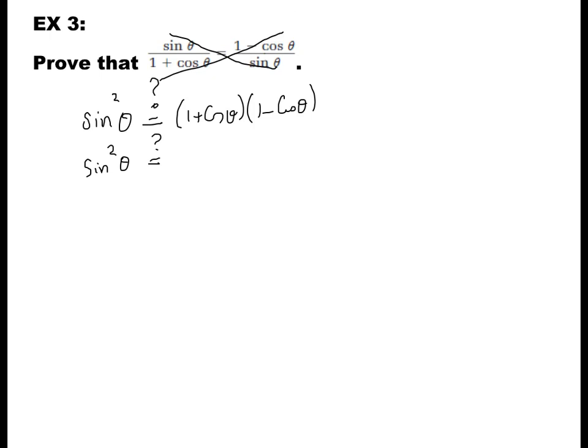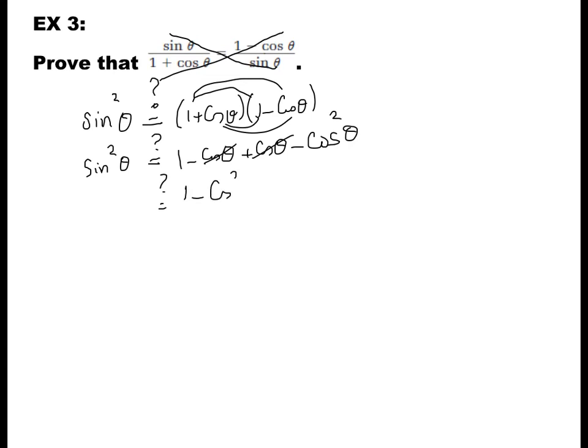The right hand side, I'm going to either multiply or use the formula. Just to multiply, just to show you what the end product is, 1 times 1 is 1, 1 times negative cos theta, I'm going to get negative cos theta. Cos theta times 1 gives me cos theta. Cos theta times negative cos theta gives me negative cos squared theta. Negative and positive cancel out. I'm going to get 1 minus cos squared theta.